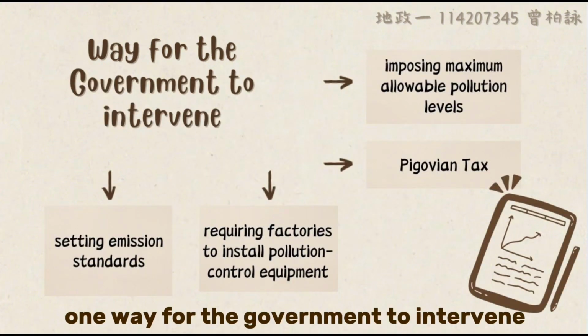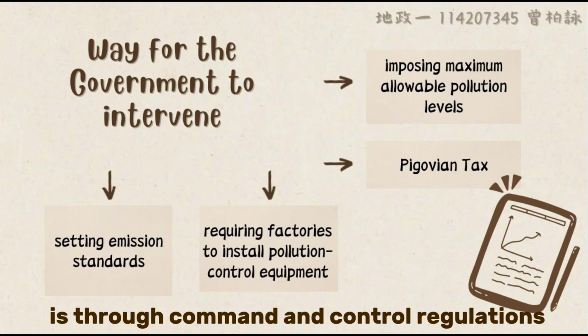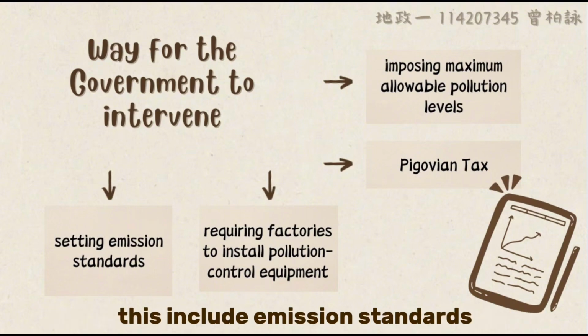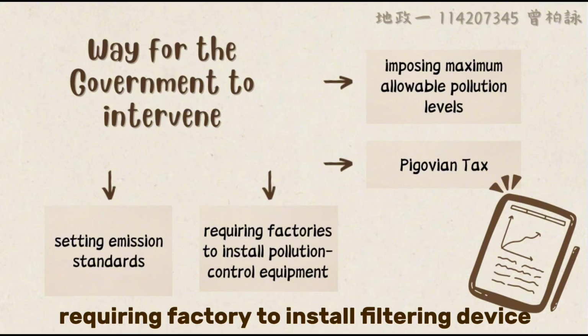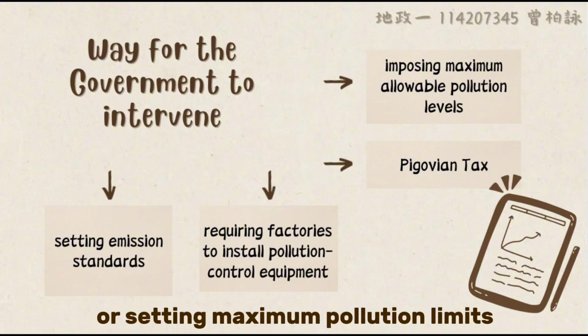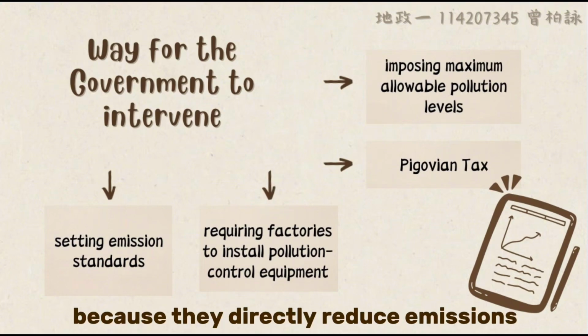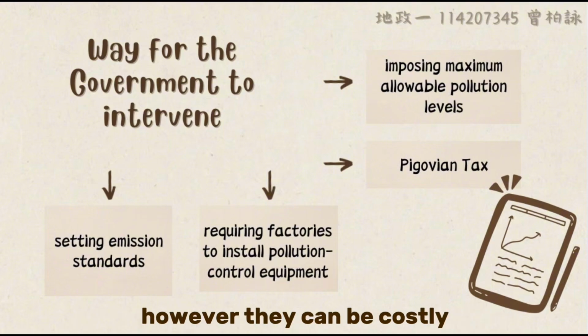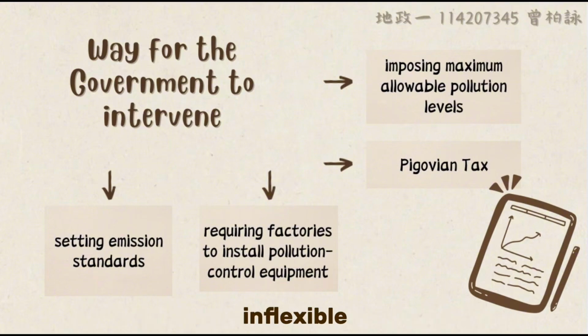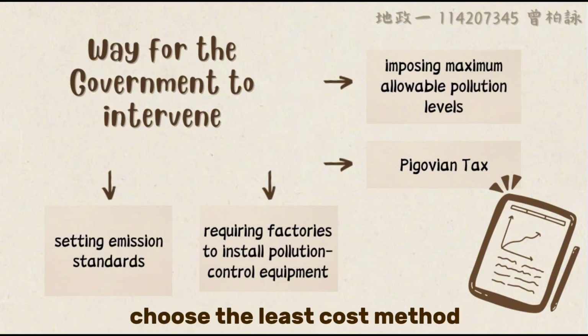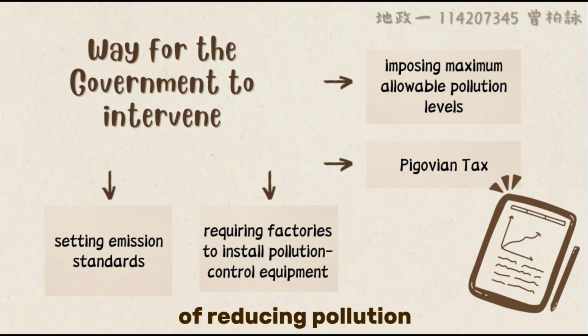One way for the government to intervene is through command and control regulations. These include emission standards requiring factories to install filtering devices or setting maximum pollution limits. These tools are effective because they directly reduce emissions. However, they can be costly, inflexible, and may not allow firms to choose the least cost method of reducing pollution.